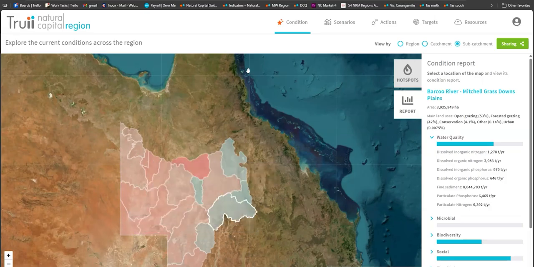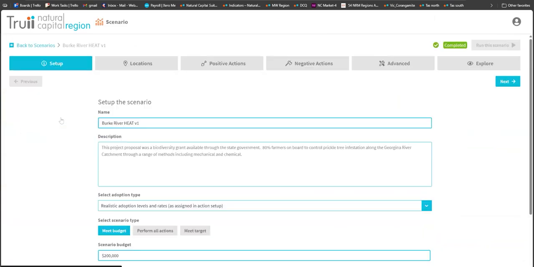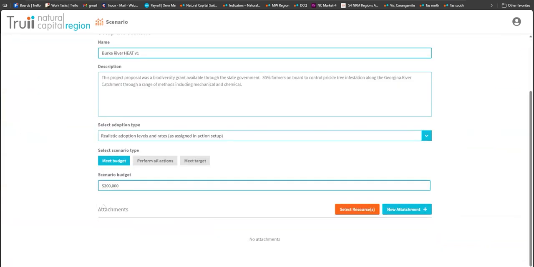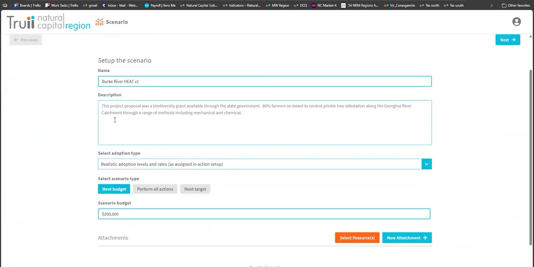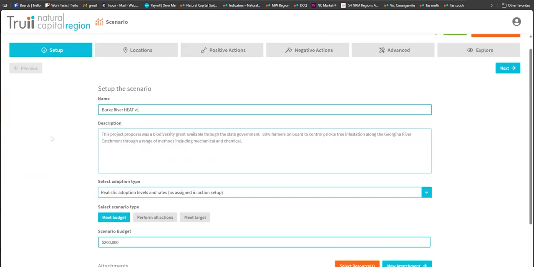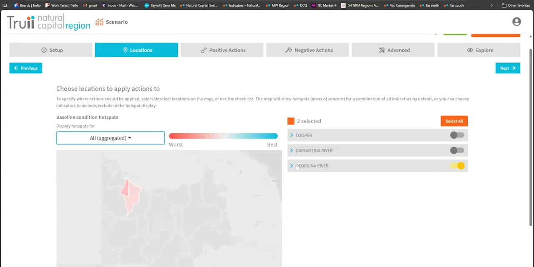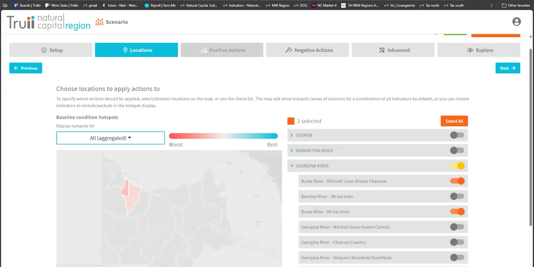biodiversity. So there's your condition page. The scenario they ran here was, they had a $200,000 budget. The project was about a biodiversity grant available through the state government. They had 80% of the farmers on board for this project. And it was about looking in the Georgina River catchment and removing, along the riparian zone, removing prickly tree. And so it was just in parts of the Georgina, it was very targeted.